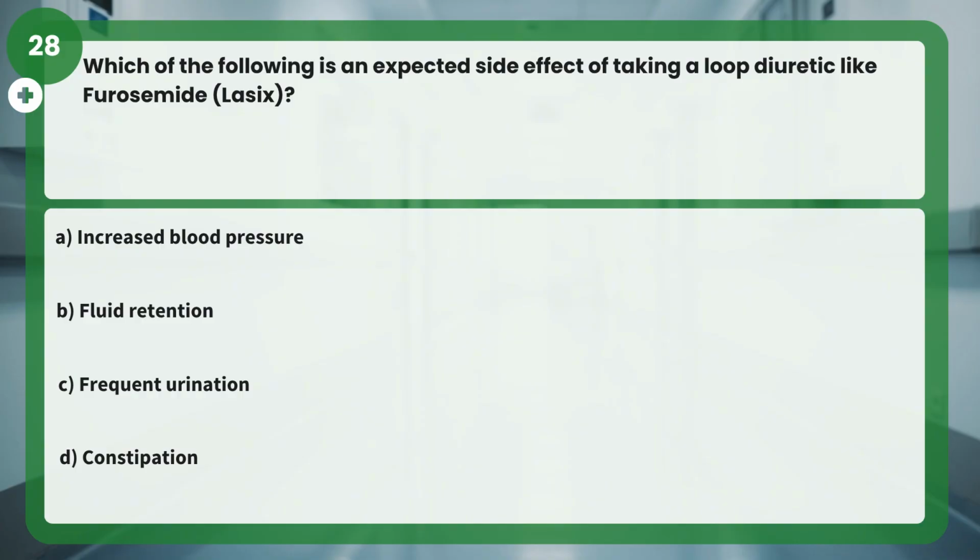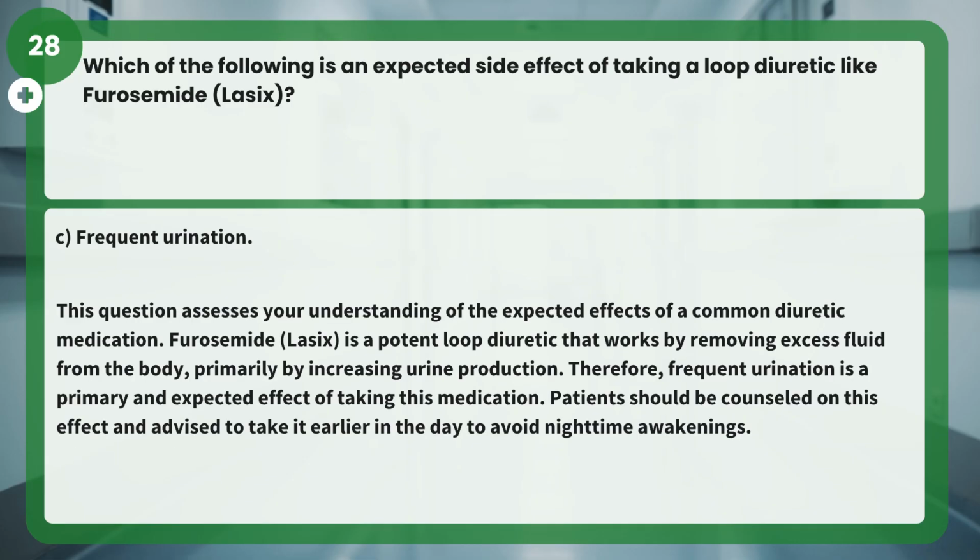Question 28. Which of the following is an expected side effect of taking a loop diuretic like furosemide, Lasix? A. Increased blood pressure. B. Fluid retention. C. Frequent urination. D. Constipation. Answer C. Frequent urination. This question assesses your understanding of the expected effects of a common diuretic medication.